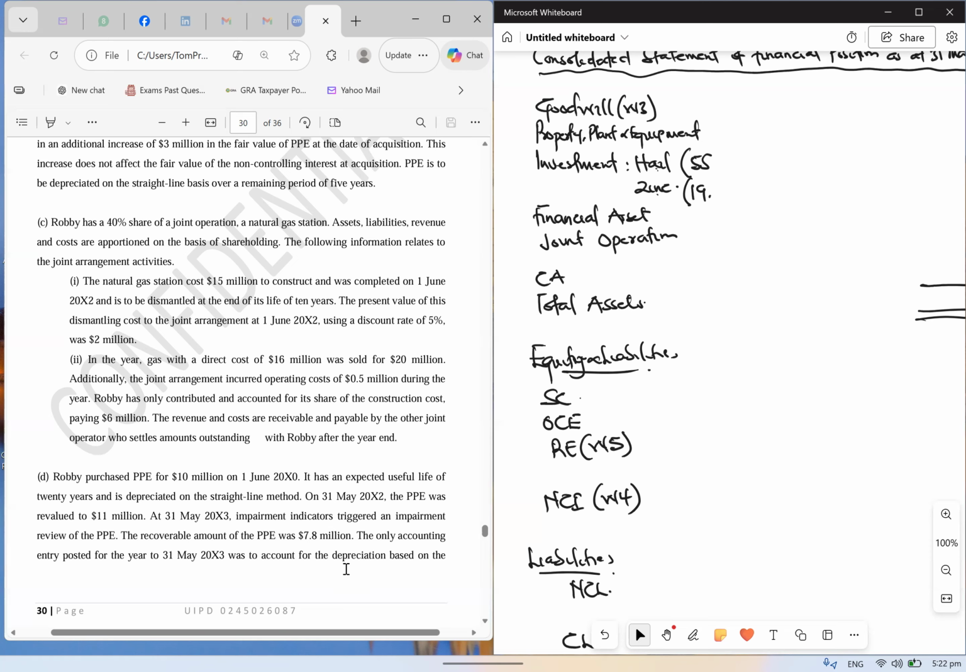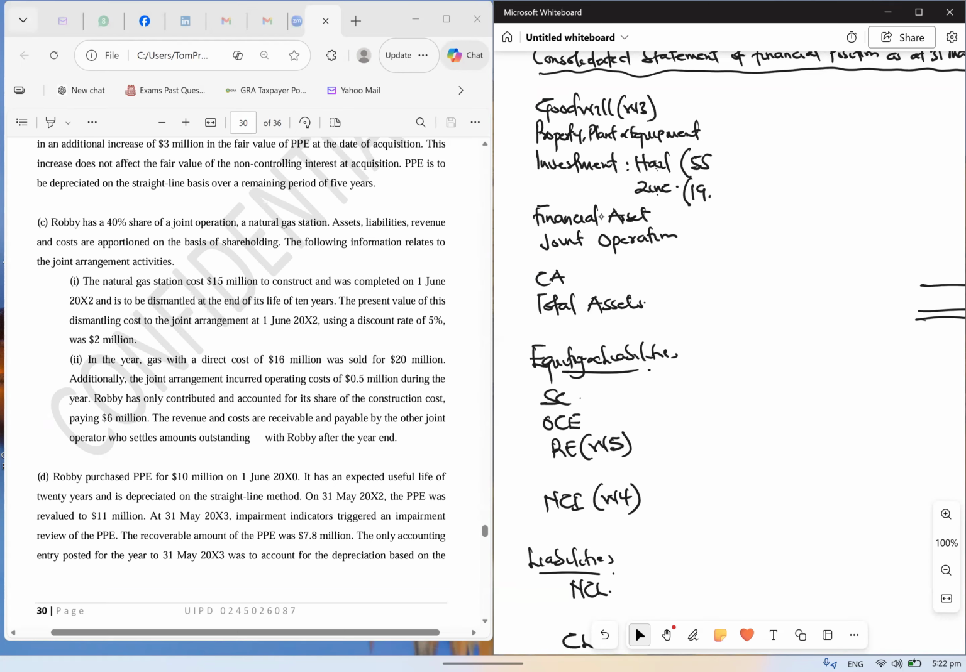A natural gas station cost of 50 million to construct and was completed on 1st June 2022. It's supposed to be dismantled at the end of 10 years. The present value of the dismantling cost of the joint arrangement at 20X2 using the discount rate of 5% was 2 million. So they've done the PV for you, but there is something they've not done. Anytime a PV is done, what is left to be done, please? What is left to be done?